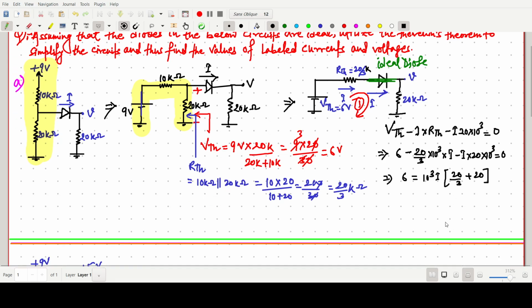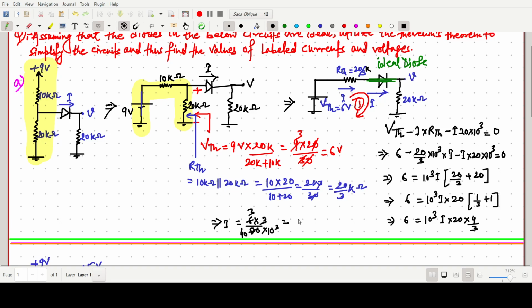Okay, now we have to solve this one. So what we can do, this 6 equals to 10 to the power 3 I, one can also take common 20, then 1 by 3 plus 1. Or one can write 6 into 10 to the power 3 I, simple calculation 20, directly writing 3 plus 1, 4 by 3. Okay, so I am writing here the current value I equals to 6 into 3 by 80, and this will be in the denominator, so it should be 10 power 3. So one can also solve like this, 3 by 40.